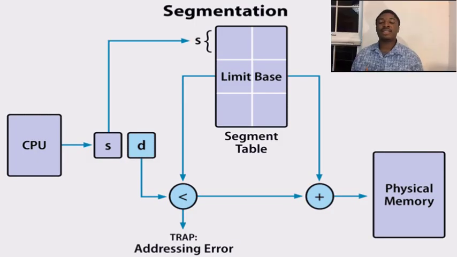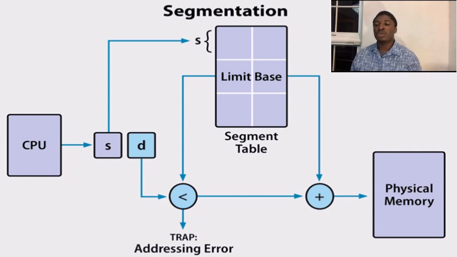Let's not forget that it has been segmented. So to find the real physical address, this is how we find it. With this illustration, I'm going to debrief you on how we actually find the physical address of a segmented memory. You can see that we have three parts here: the CPU, the limit and base, and the physical memory itself.